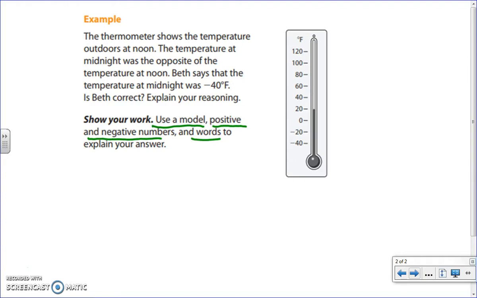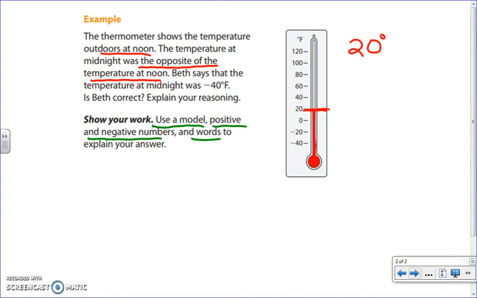It shows the picture of the thermometer here, and how a thermometer works is however much of this mercury or whatever they have in here nowadays, however high that it goes, that represents the temperature outside. And so 20 is what the temperature currently is. Now it says here that the temperature at midnight was the opposite of the temperature at noon. So this thermometer is representing the temperature at noon right now. So we think it is 20 degrees. It is currently 20 degrees. Last night it was the opposite of 20 degrees.